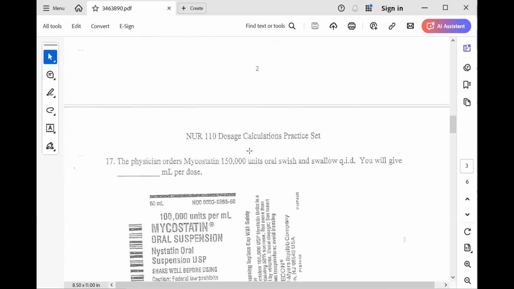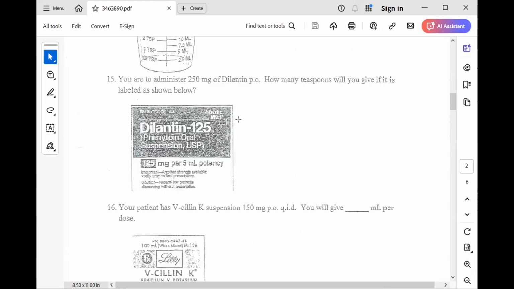All right. We worked through those two. Actually, we didn't do this one. So the next one is, this question is, are you reading the directions. This one looks very similar to what we did previously. There was another Dilantin question where you get the order, 250 milligrams. They're asking you to look at the label. The label shows 125 milligrams per 5 ml. But typically you're used to seeing how many ml it is, and it clearly asks how many teaspoons will you give if it's labeled as shown.